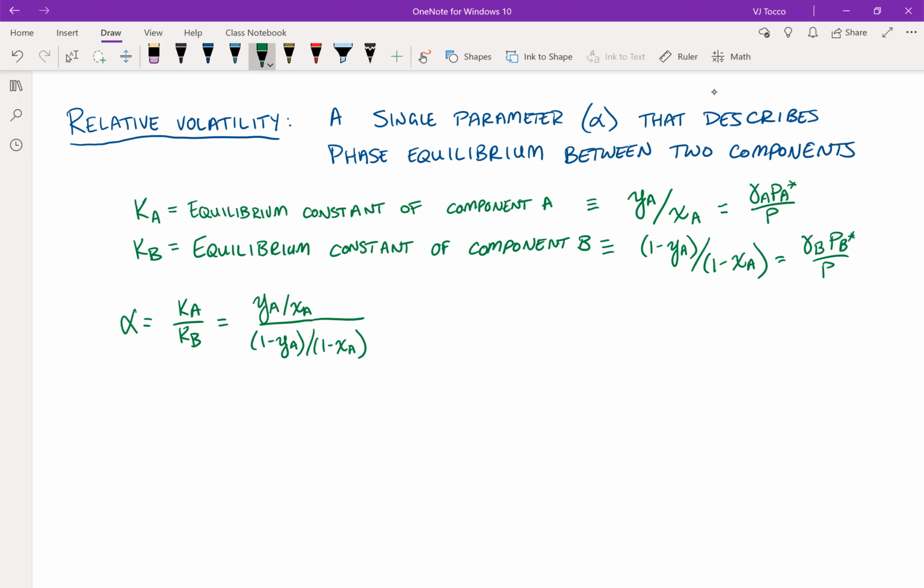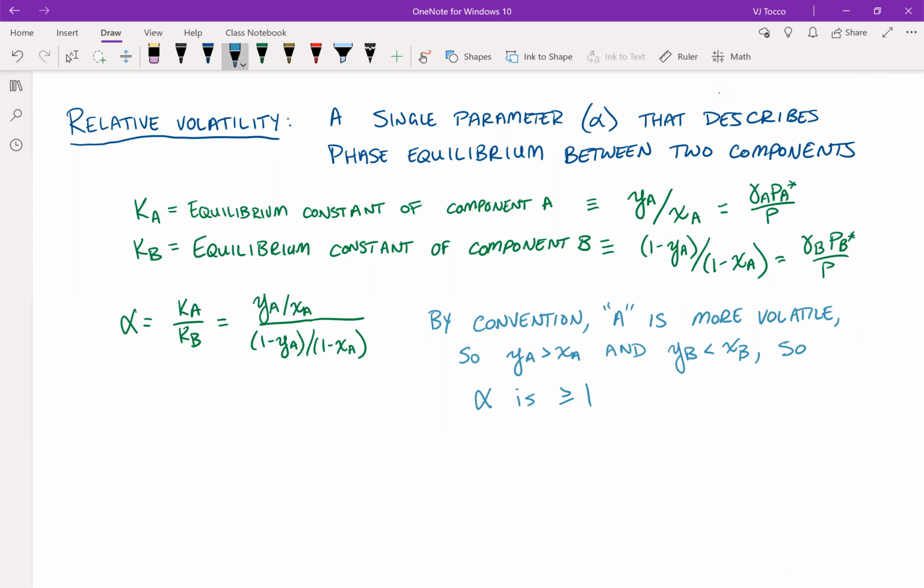Just a quick note about alpha is that it must be greater than 1. By convention, we assign A to be the more volatile component. Because A is the more volatile one, Ya, remember that is the composition in the vapor phase, is going to be greater than Xa. And by extension then, Yb, which is the mole fraction of B, the less volatile component, is going to be less than the mole fraction of the less volatile component in the liquid phase. Because each of these two things are true, if I look at my definition for alpha now, alpha has to be greater than 1. 1 is the absolute minimum that alpha could be.